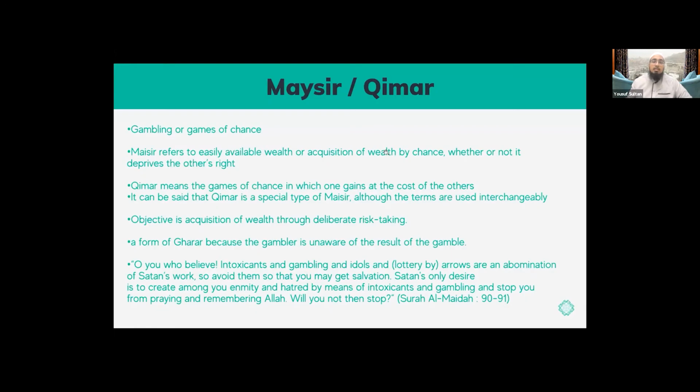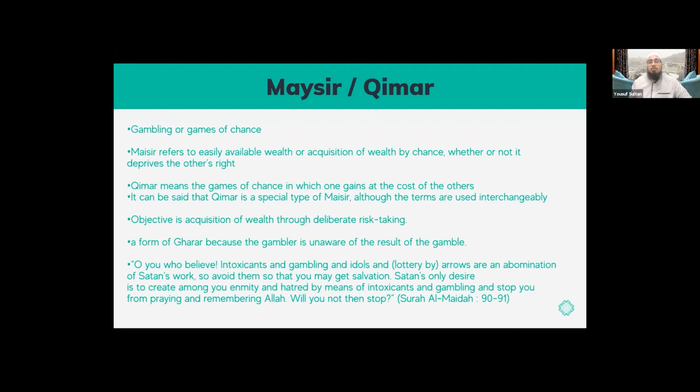Then we have maisir or qimar; the words are often used interchangeably. Basically, maisir refers to easily available wealth, or acquisition of wealth by chance, whether or not it deprives others' rights. Qimar is a zero-sum game where someone wins at the cost of the loss of others. The objective is acquisition of wealth through deliberate risk taking, and it's a form of gharar as well, because the gambler participating in it is unaware of the result, unaware of the outcome.